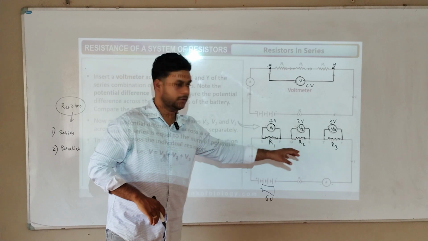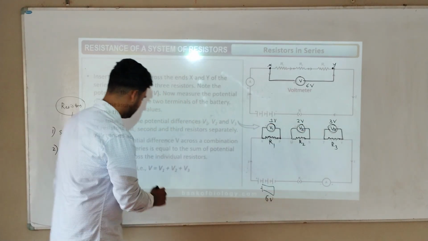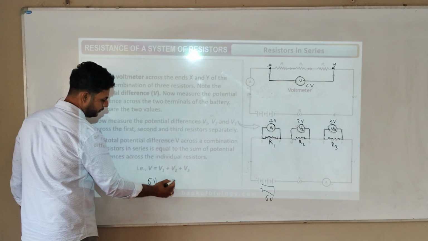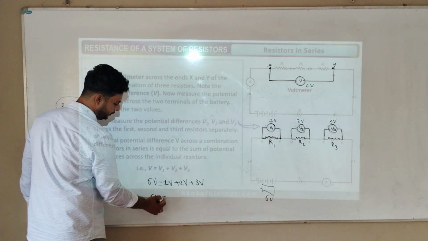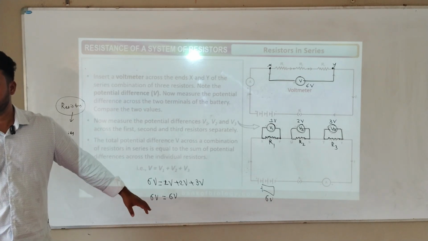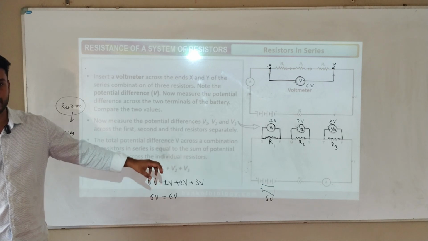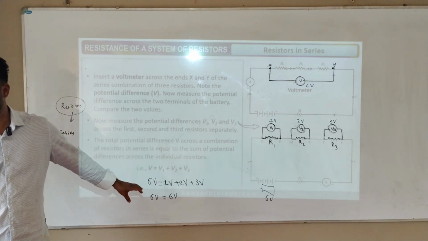If you add the sum of V1 plus V2 plus V3, you will get what? The total V. So the formula is V, if it is 6 volts, then V1 is 1 volt, V2 is 2 volt, V3 is 3 volt. So 6 volt will be equal to 6 volts. That's the formula now. So in series, the potential difference V is equal to V1 plus V2 plus V3. Any doubts how we got that formula?